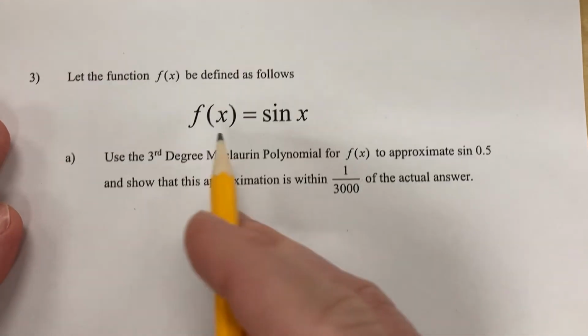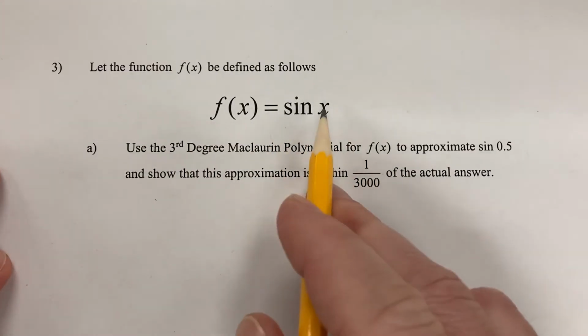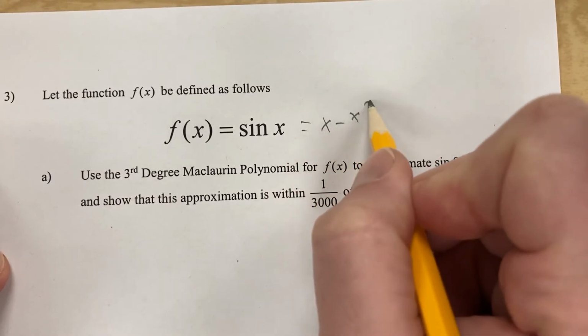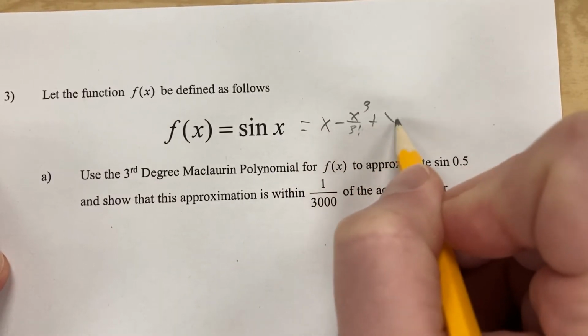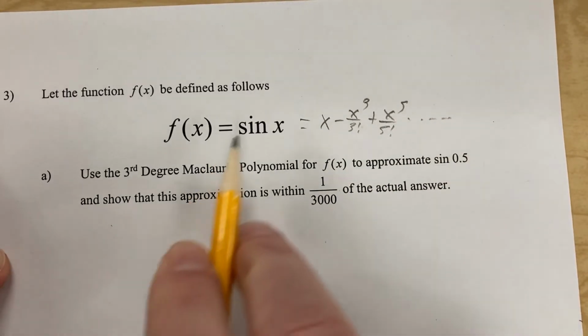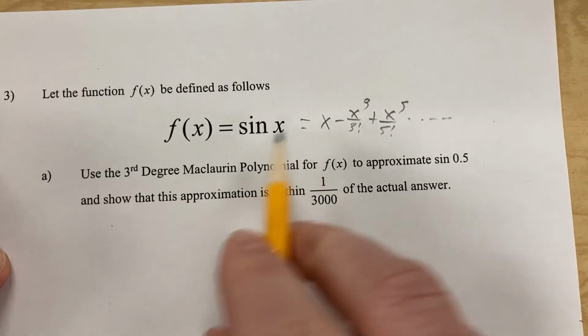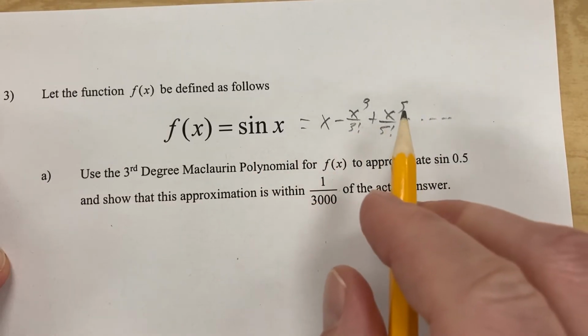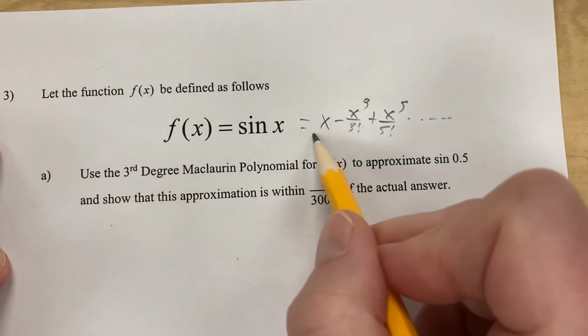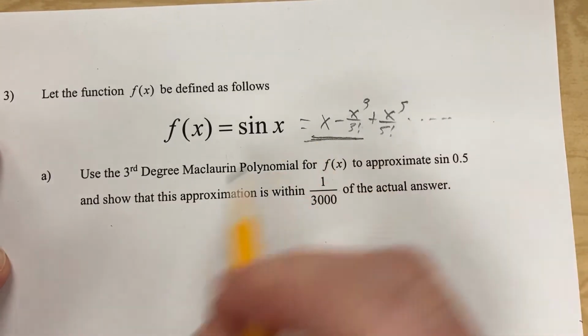Okay, so we should know what sine x is. Sine x is x minus x to the third over 3 factorial plus x to the fifth over 5 factorial, and so on, right? We should be able to do that just from memory. If you have to build it, you can, but that's just kind of time you don't need to spend. We want to use the third degree Maclaurin, so that means we're just using this right here.